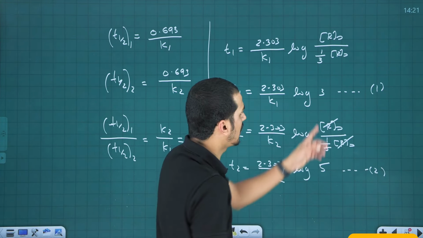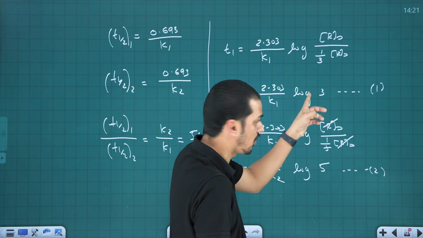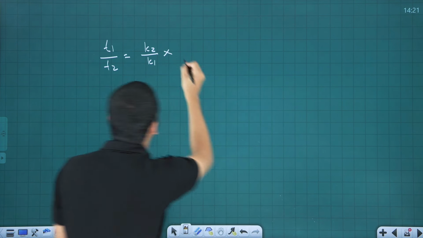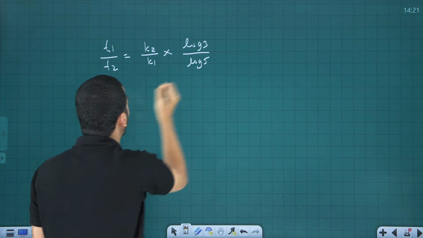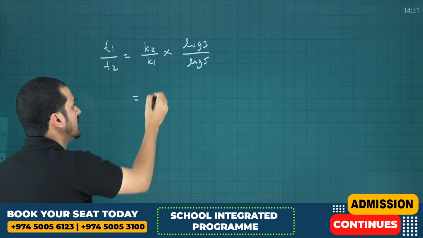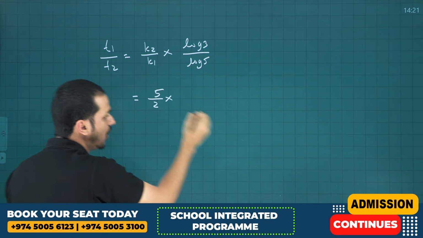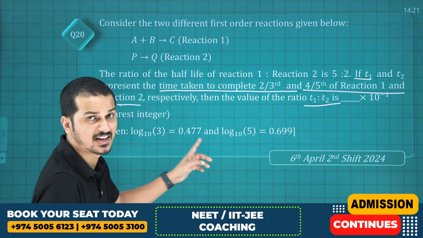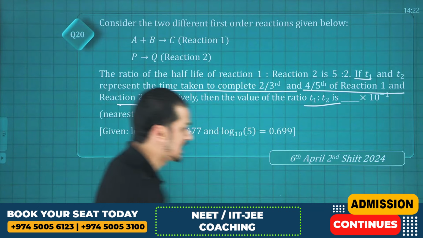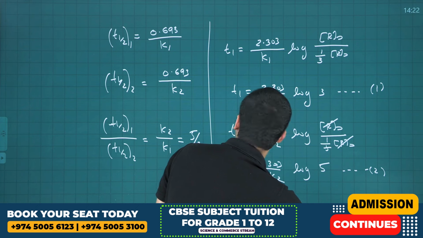Then again, here log 3 is there and here log 5 is there, so log 3 by log 5. K2 by K1, how much did we get? 5 by 2 is there. The values of log 3 and log 5 are given: log 3 is 0.477 and log 5 is 0.699.